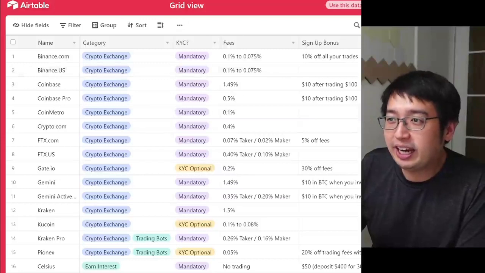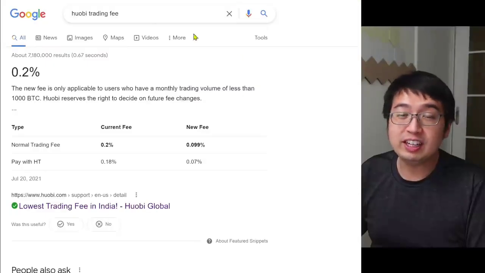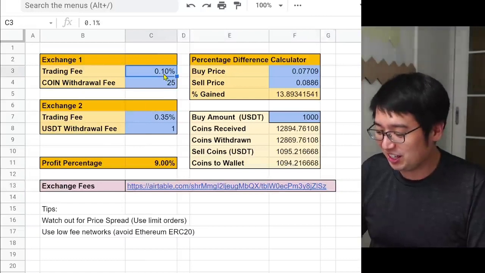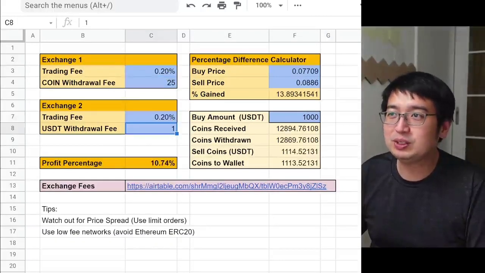So we're going to use Gate.io and Wobi. Gate.io has a fee of 0.2%, and Wobi has a trading fee of 0.2%. So we're going to go to Dan's amazing calculator here. We're going to put 0.2%. We're going to put 0.2%.